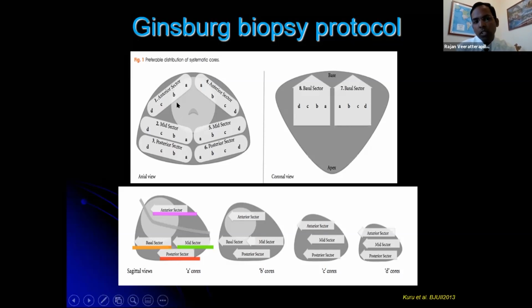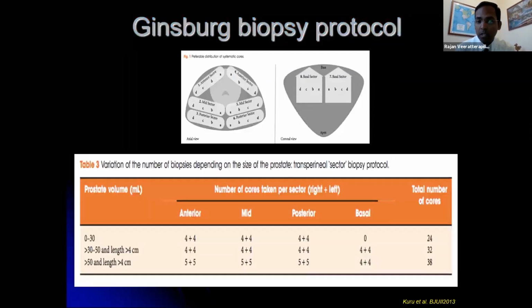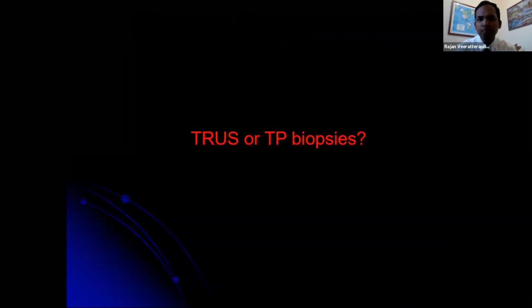And basically, the prostate is divided into an anterior, mid, and posterior sector, and also a basal sector in bigger prostates. And in each of these sectors, you take 3 to 4 systematic biopsies based on the size of the prostate. So this allows you to take somewhere in the region of about 24 systematic biopsies for the average patient, going up to perhaps 38 biopsies in larger glands.